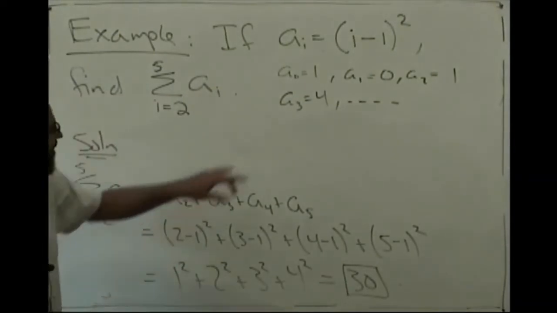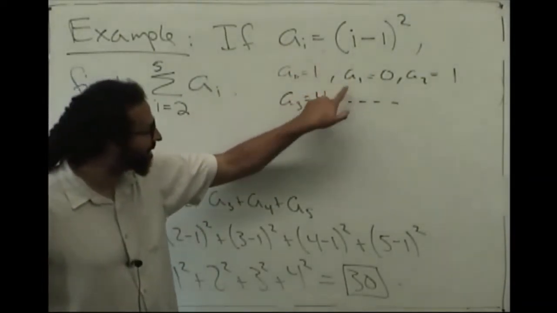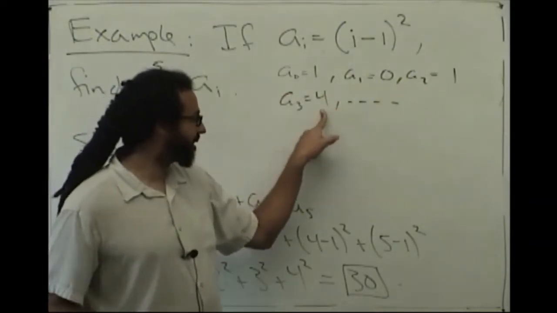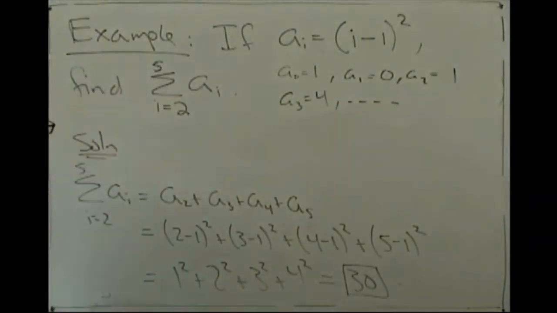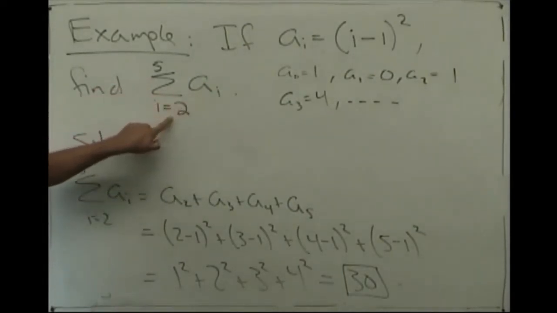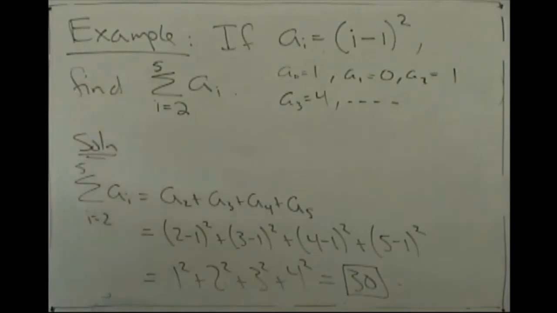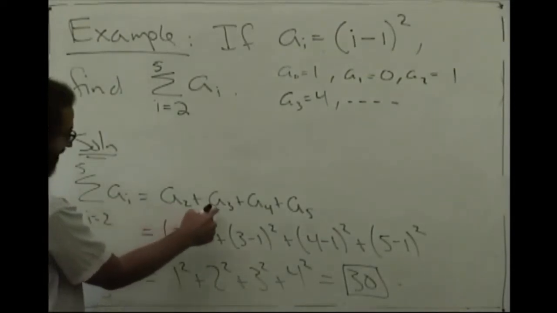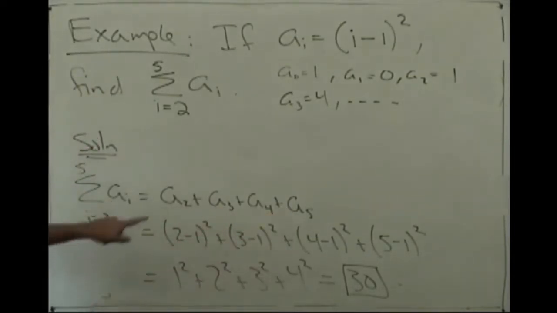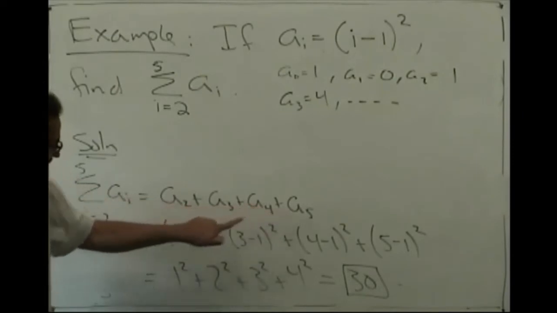So this is what the list would look like: 1, 0, 1, 4, and I think the next one would be 9, and so on and so forth. Now we want to find the sum of these A sub i's starting at 2 and stopping at 5. Here's the notation and here's what it means: the sum of the A sub i starting at 2 and stopping at 5. That means A2 plus A3 plus A4 plus A5. And now we just need to say what each of these things means.